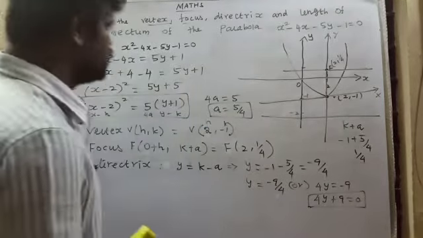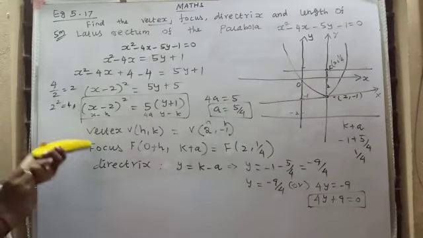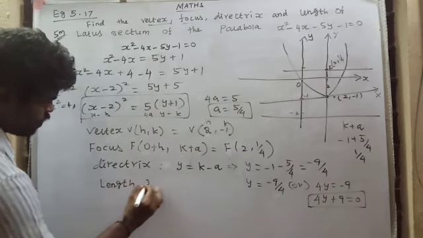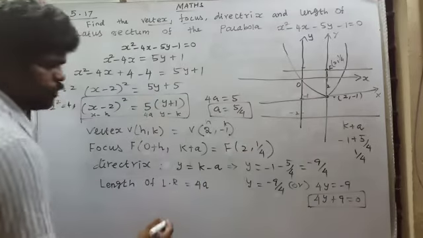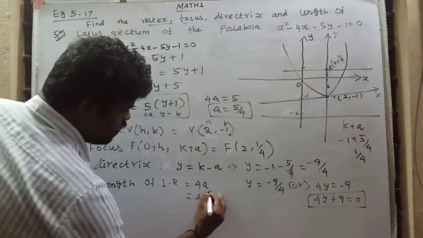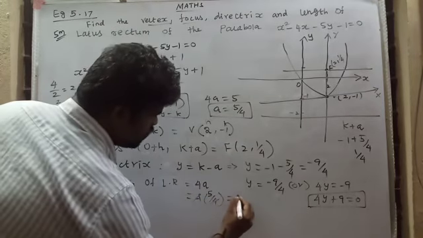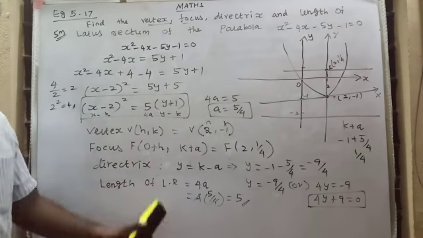Okay, right. And one more thing is the length of the latus rectum. We have a formula: length of latus rectum equal to 4a, which is 4 into the a value, 5/4 here. Cancel the 4, equal to 5, which is the length of the latus rectum. Refer to the sum. Thank you.